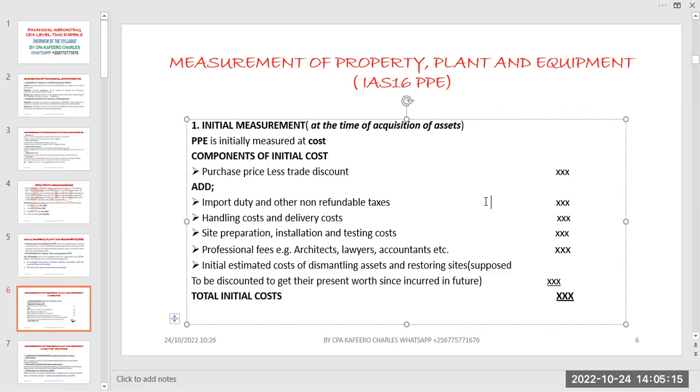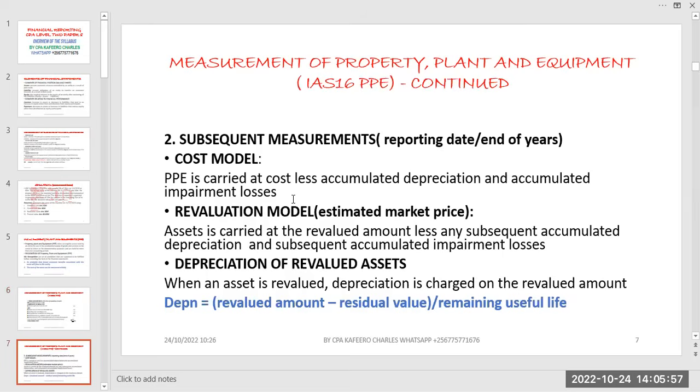Hope you can be able to get that, and we can proceed. Of course, we said for initial measurement we measure them at cost, and we've seen all the components that are supposed to be included in our cost. So we can look at the first one, which was the initial measurement, at the time of acquisition. Then we can look at subsequent measurement, and this subsequent measurement is at the reporting date, or at the end of the year.